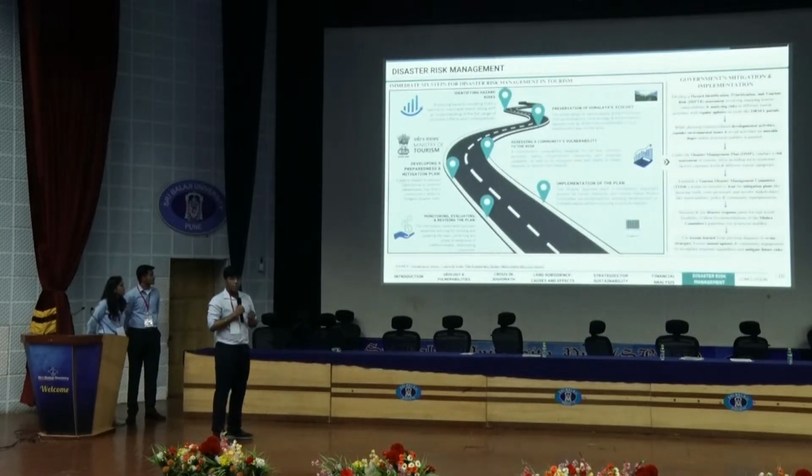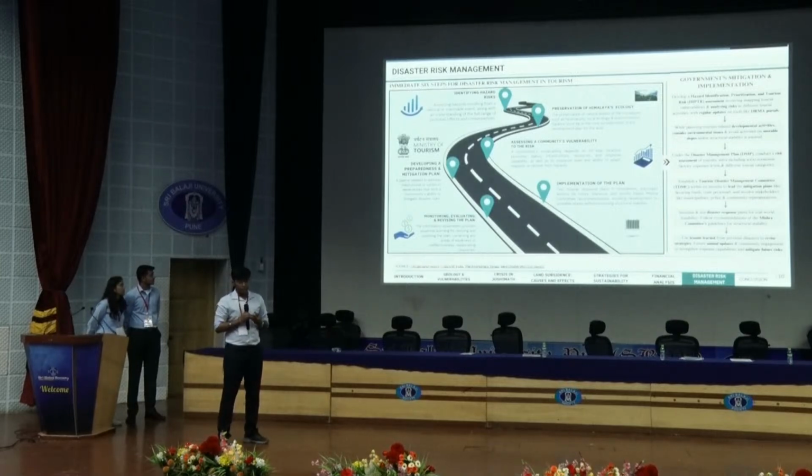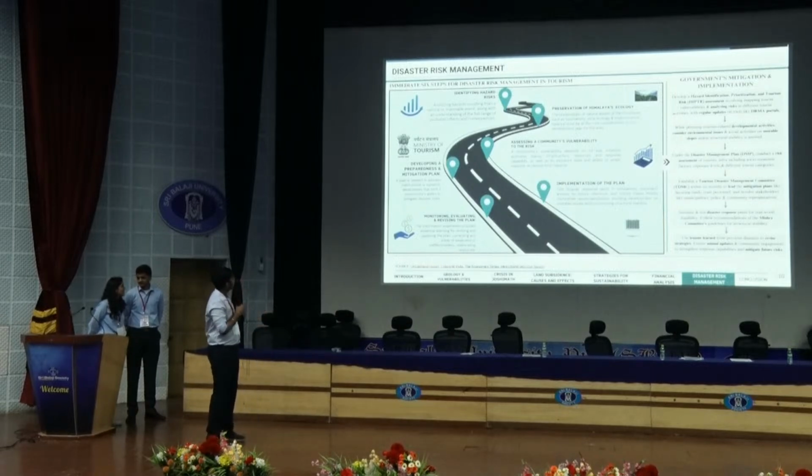Now this is an immediate roadmap that has been made by us. What exactly is this? Whenever a disaster comes, what should be the next step that we should be taking is what is explained here. First, identifying the hazard, then we should keep in preference that the Himalayan ecology must be considered, then considering the community vulnerability to the risk. Should they be relocated? What should be taken into consideration?